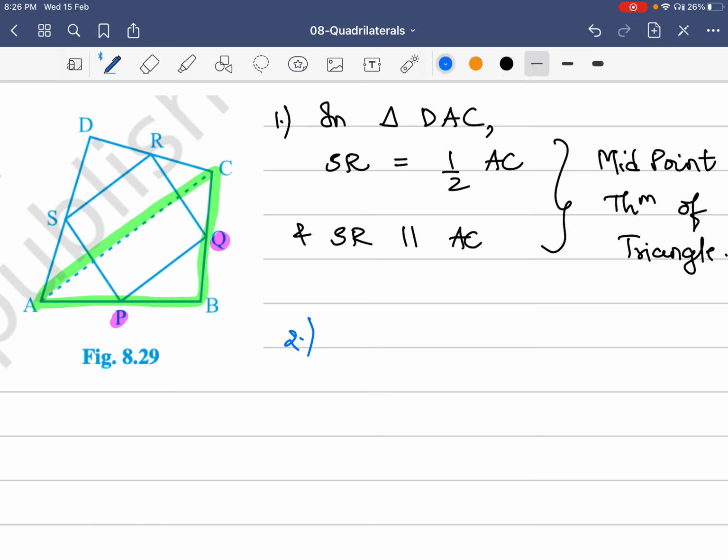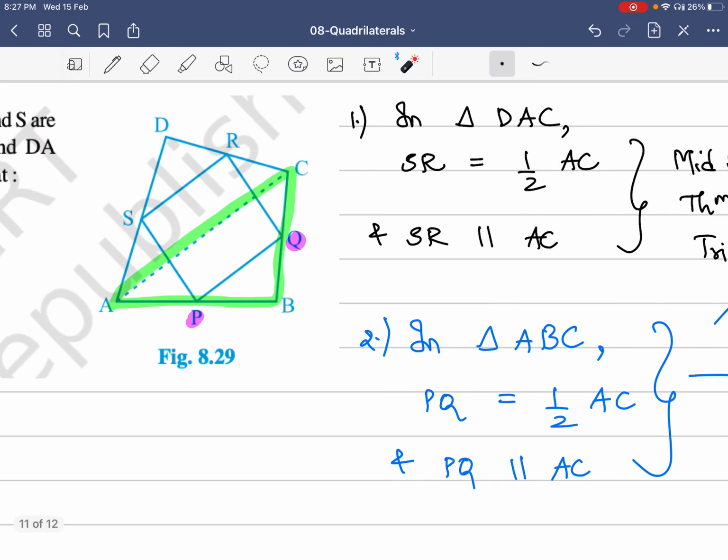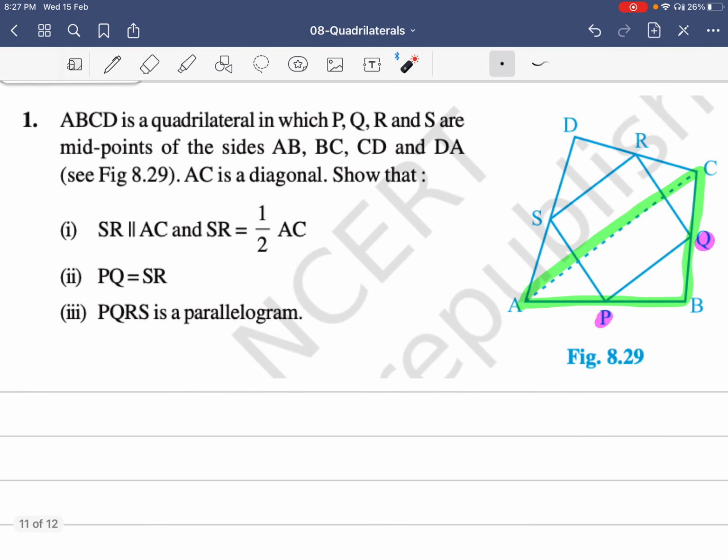So I'm just going to note that down. In triangle ABC, once again, we have PQ equal to half of AC and PQ parallel to AC. Why is this so? Once again, the reason is the same, the midpoint theorem of a triangle. Now, let's come back to this proof. What are the things we want to prove? The first thing is done. We have proved SR is parallel to AC and SR is equal to half of AC.